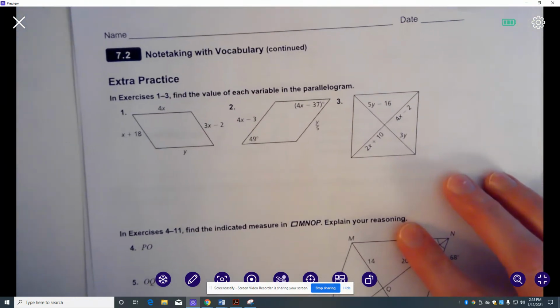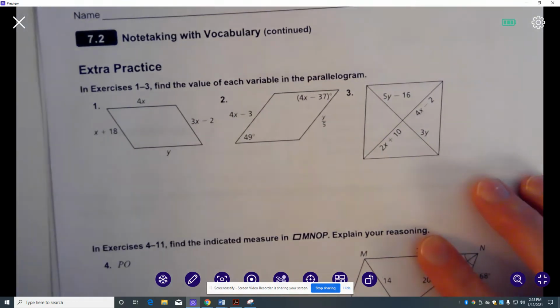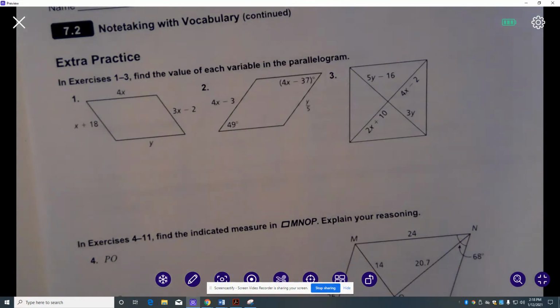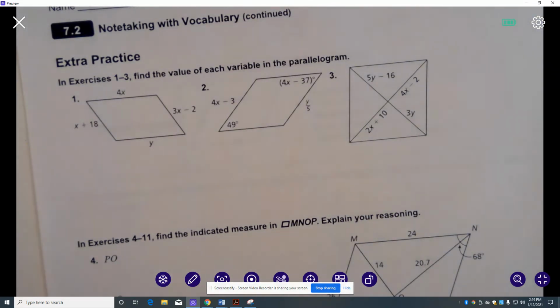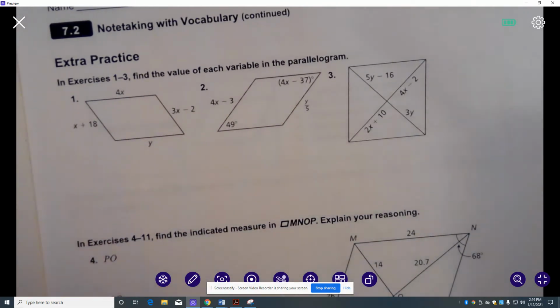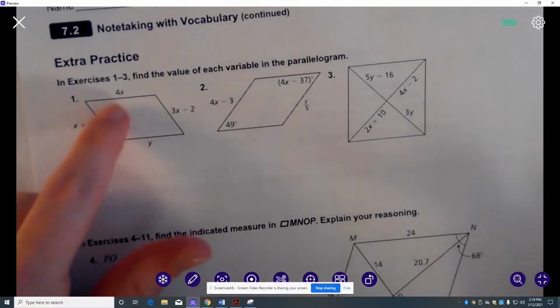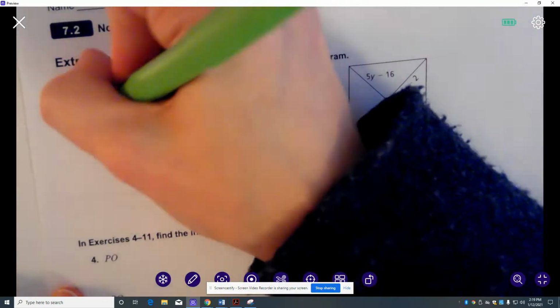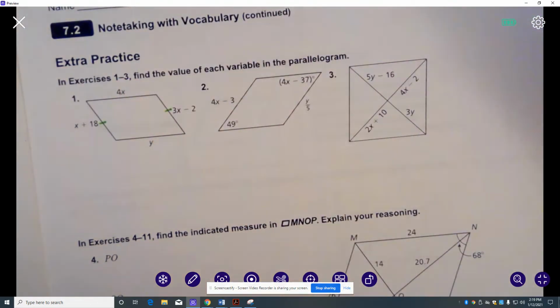Let me zoom in a little bit. All right, so in number 1, we have to find the value of x and y. When I'm trying to find these values, I know we're probably going to have to set up some kind of an equation using relationships that are true about parallelograms. I notice that x and y are located on the sides of the parallelogram. So we're interested in figuring out what is true about the lengths of the sides of the parallelogram. One of the properties we just stated was that opposite sides on a parallelogram are congruent.